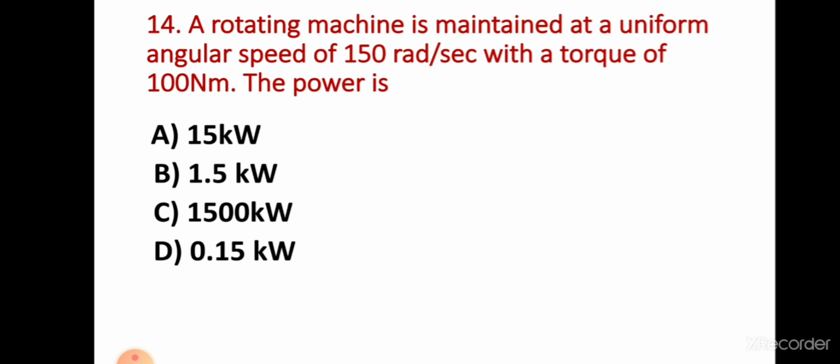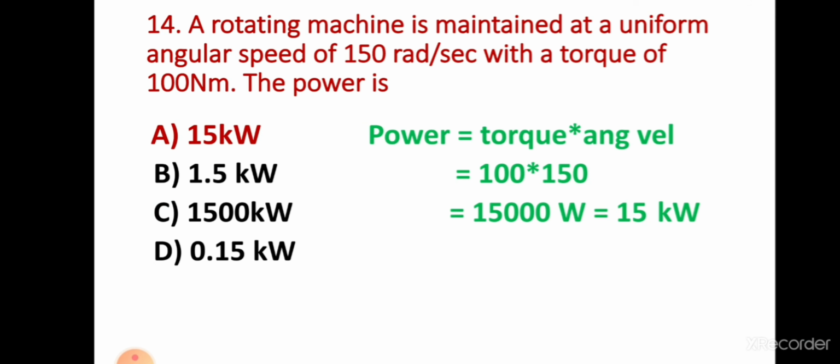Now let's move to question number 14. A rotating machine is maintaining a uniform angular speed of 150 radians per second with torque 100 Newton meter. The power is? We know that power is equal to torque into angular velocity. Our torque is 100, angular velocity is 150. On solving this, we get 50 kilowatt. That is option choice A.